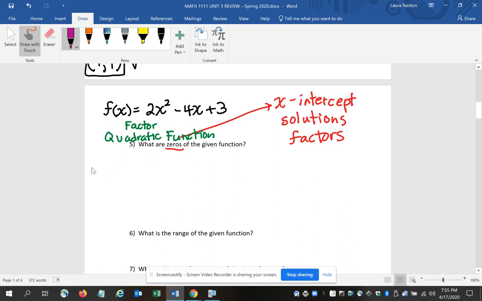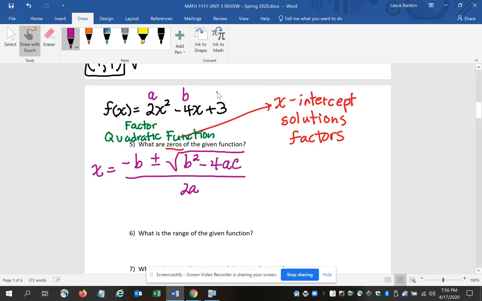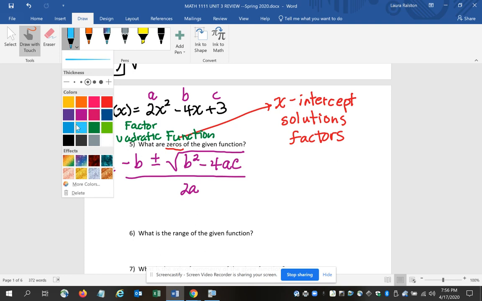So the quadratic formula is x equals the opposite of b plus or minus the square root of b squared minus 4ac all over 2a. Now, again, when you're thinking about a, b, and c, remember a is the number in front of the squared term, b is the number in front of the x, and c is the constant. And we begin the process by plugging and chugging.